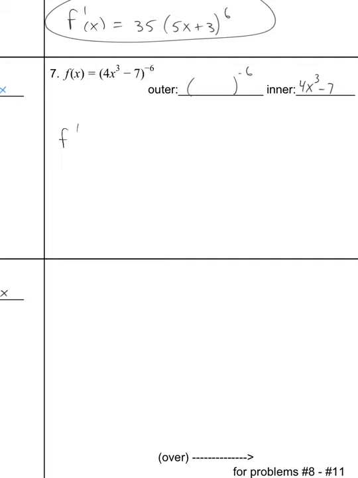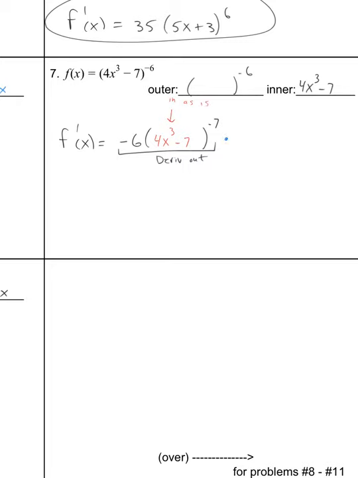All right, the derivative of the outer, this is going to be a power rule. The derivative of something to the negative 6th is negative 6 times something to the negative 7. Be careful. Negative 6 minus 1 is negative 7. So that is the derivative of the outer. Second step, we plug the inner as is right in there. So that inside would be 4x to the 3rd minus 7. That is my inner as is. Second step of the chain rule.